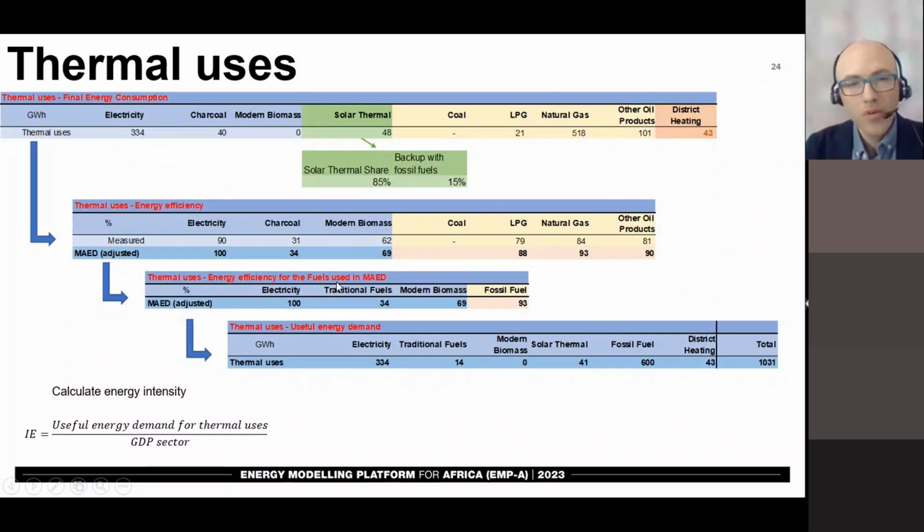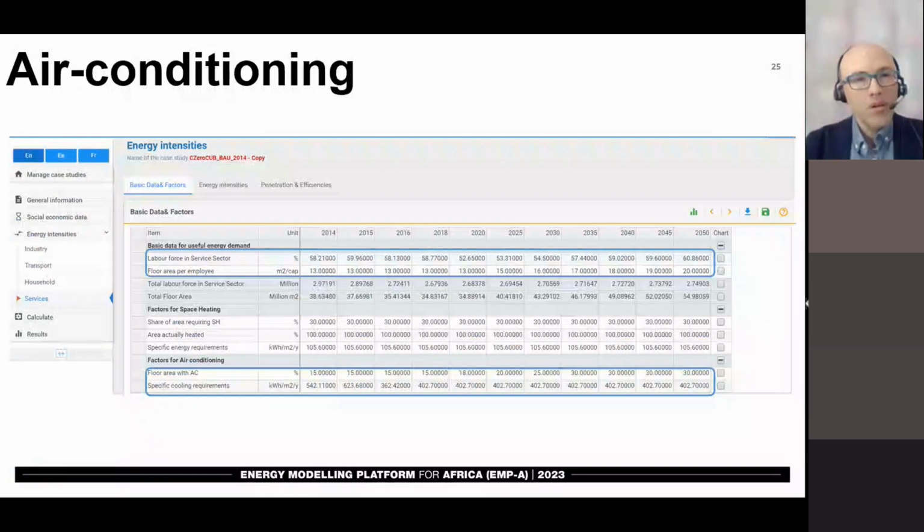And using this information, we can then calculate the useful energy demand per energy form for thermal uses, and we will aggregate this data to have the total useful energy demand for thermal uses, and the energy intensity for thermal use will be the useful energy demand for thermal uses divided by the GDP of the sector. For air conditioning, the data that is needed is the labor force in the service sector, the floor area per employee, the floor area with AC, and the specific cooling requirements. This is the data that was shown in the equations before.